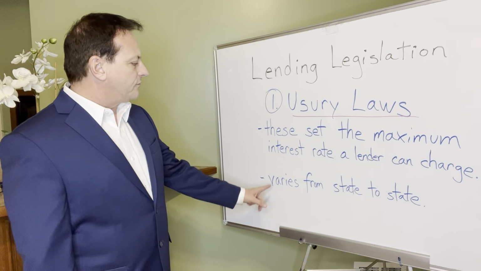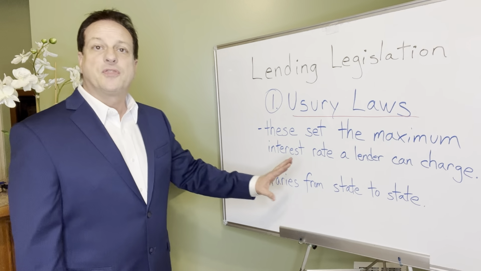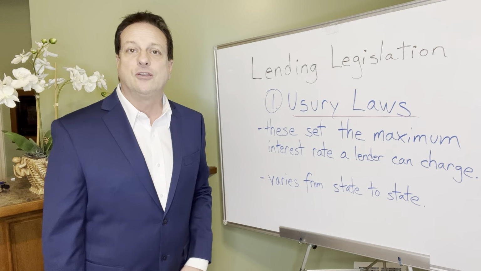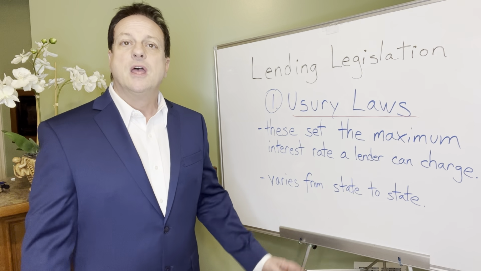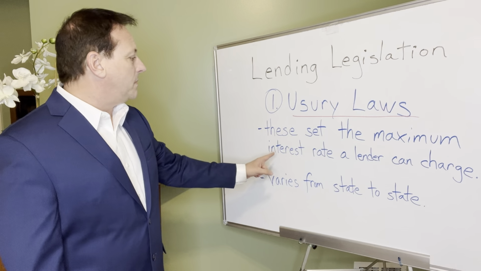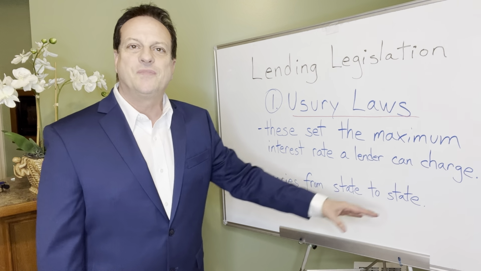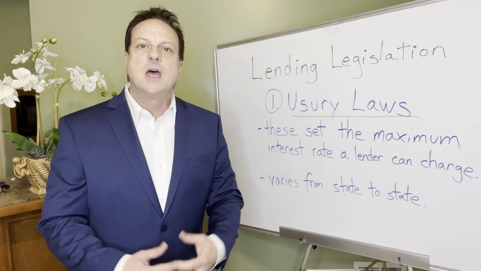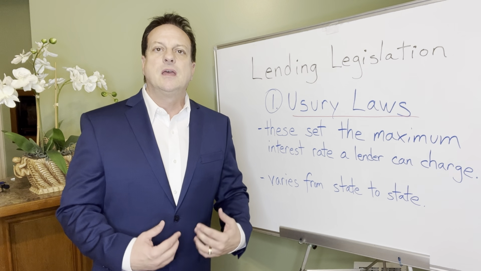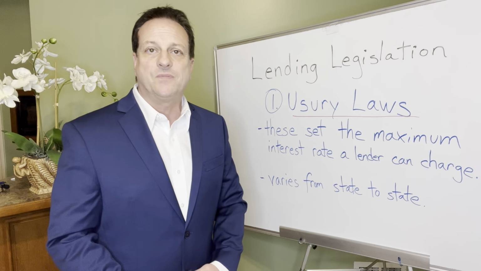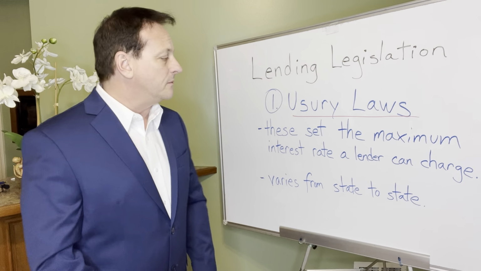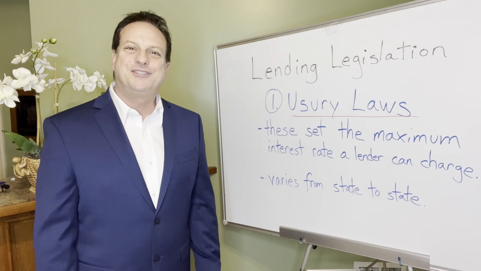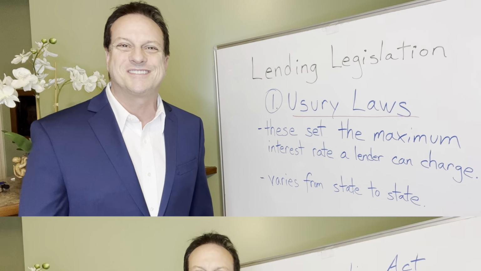The usury laws, first, they vary from state to state. But the purpose of the usury laws is to set the maximum interest rate that a lender can charge. That's all they're there for. They set the maximum interest rate that a lender can charge, and they vary from state to state. The purpose of the usury laws is to prevent predatory lending, to prevent interest rates that gouge a buyer, that take advantage of a buyer's situation. And that's what usury laws are. Make sure you screenshot this. You might see this again in just a few minutes when we practice some test questions.